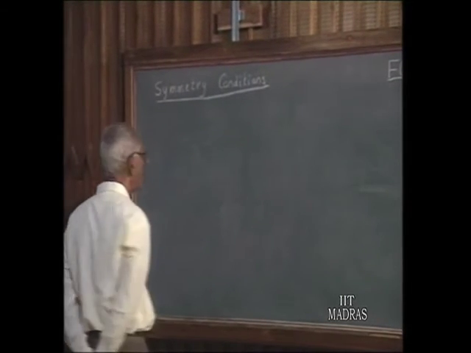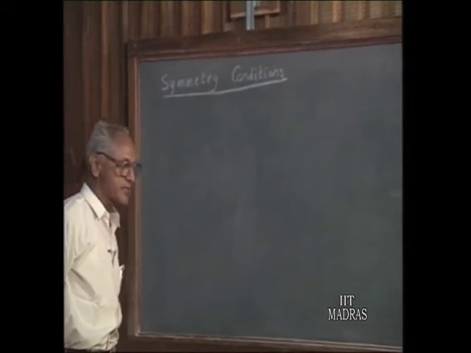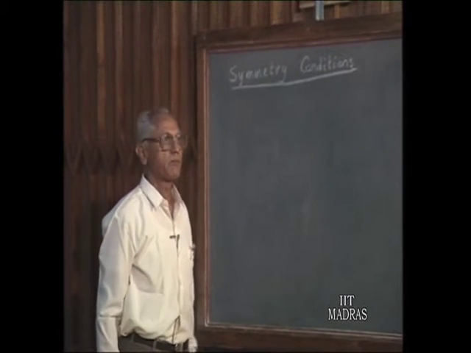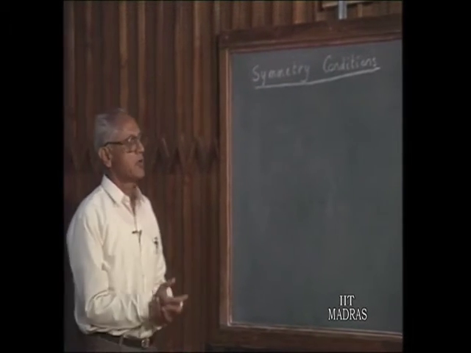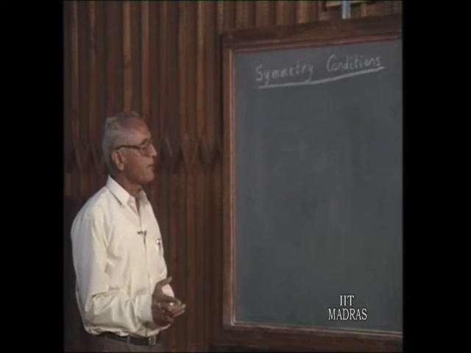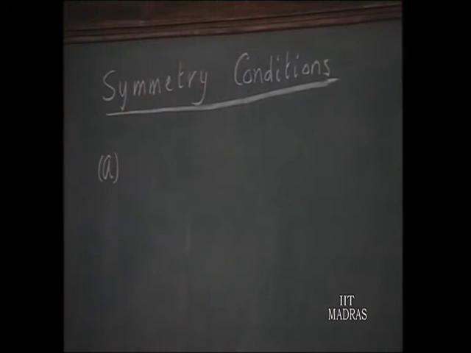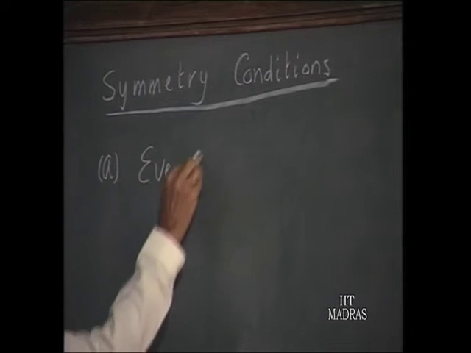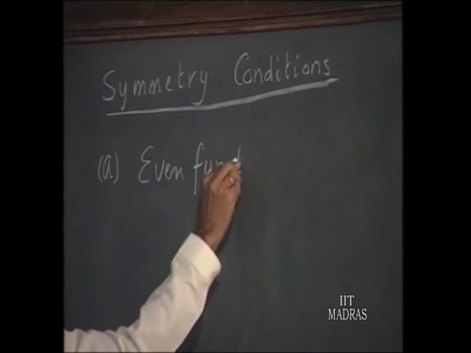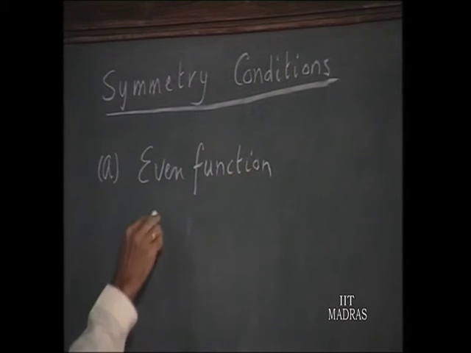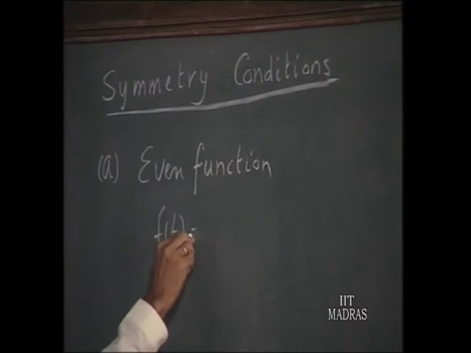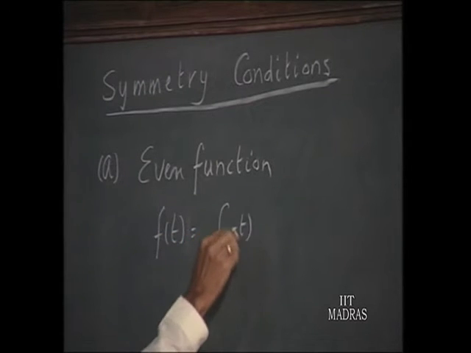We will talk about 4 kinds of symmetry and then see how each individual set gives rise to some advantage in the matter of evaluation of the Fourier coefficients. To start with, suppose we are given a periodic function which is an even function of time. The definition of an even function is f of t equals f of minus t for all t.